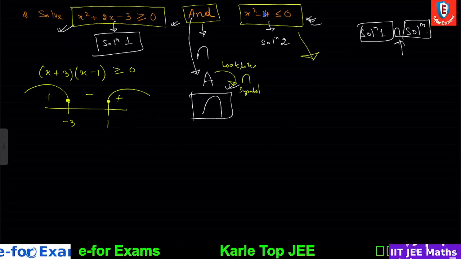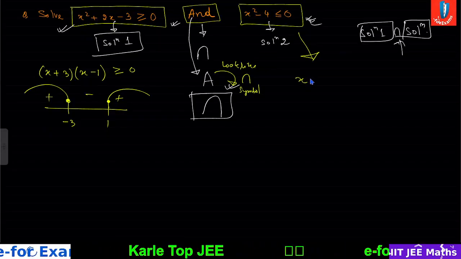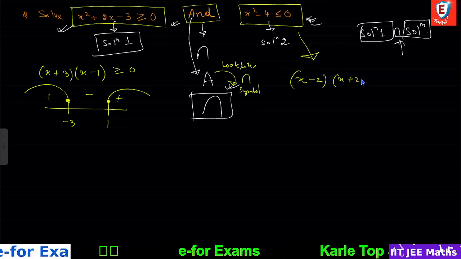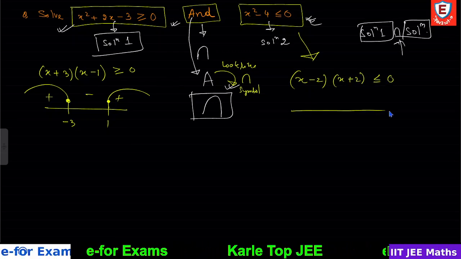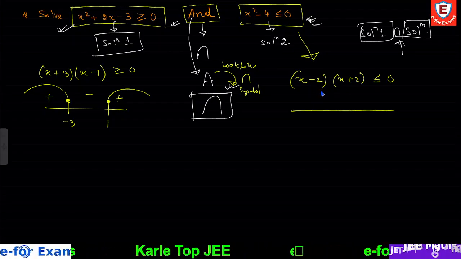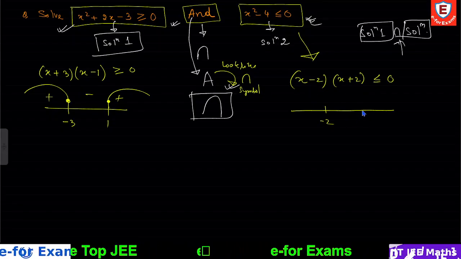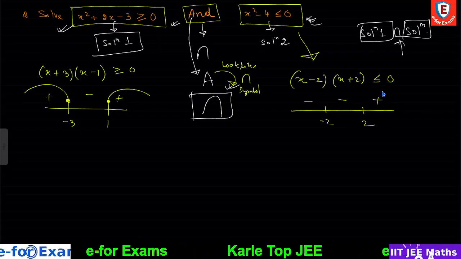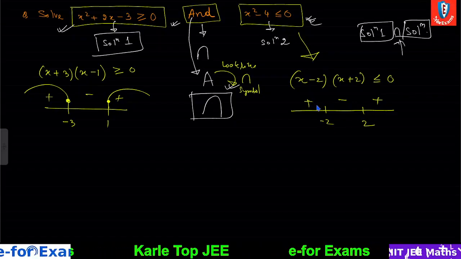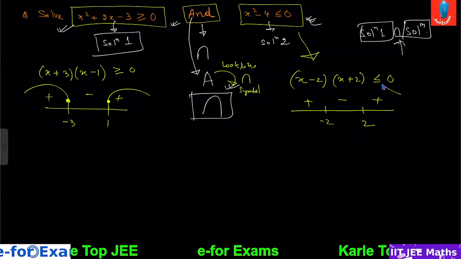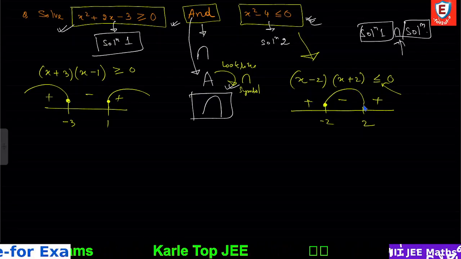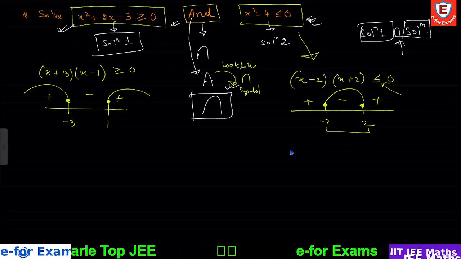For the second one, x square minus 4 can be written as x minus 2 into x plus 2 less than or equal to 0. From here two critical points are there, 2 and minus 2. Minus 2 is smaller, so it is on the left, and 2 is on the right. Rightmost is plus, so plus, minus, plus. Less than 0 means the negative interval. Equal to is there, so dark circle. Minus 2 to 2 is the solution.